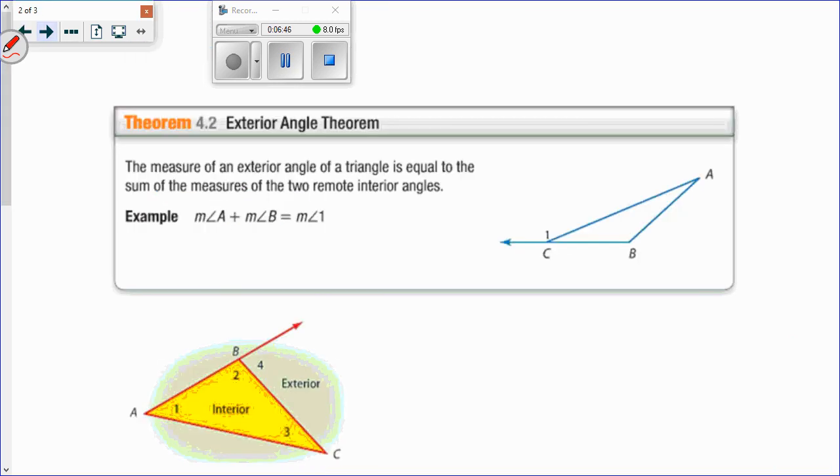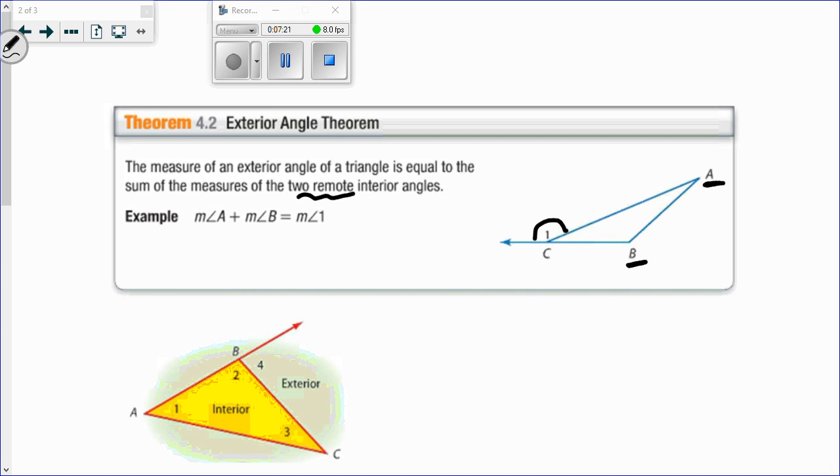Let's continue on. Exterior angle theorem. The measure of an exterior angle of a triangle is equal to the sum of the measures of the two remote interior angles. So it would be useful to know what remote interior angles means here. If angle 1 is clearly on the exterior of triangle ABC, the remote interior angles are the angles that are opposite of it. So we're looking at angle B and angle A.